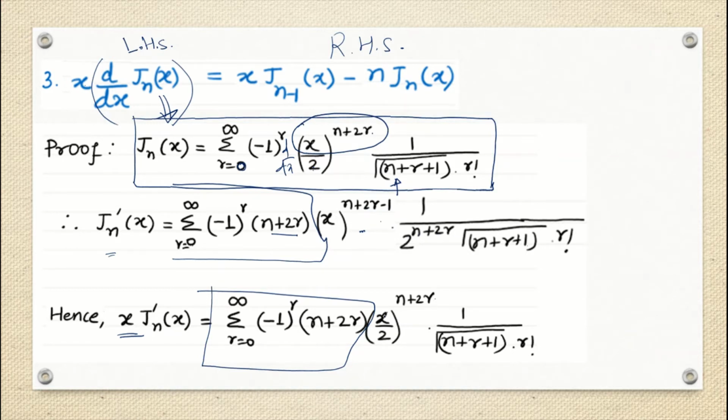So I'm just keeping them in one place, right? x by 2 to the power n plus 2r. And this is as it is. This part is as it is. Fine. So now what next do I have to do?